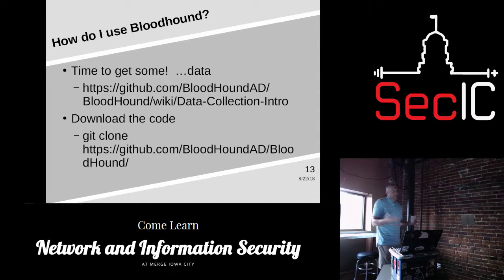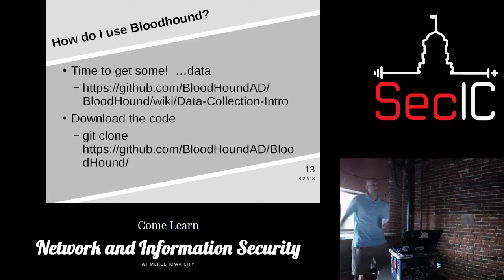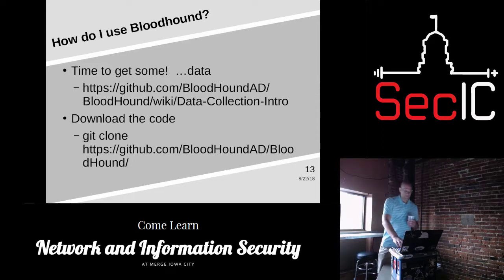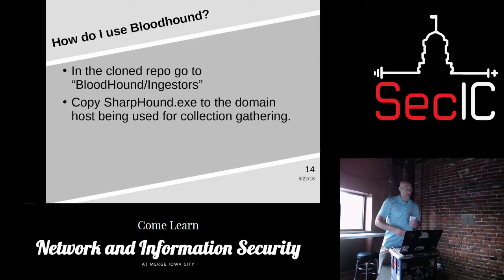Now that you have Bloodhound up and running, and you've downloaded the code from the Bloodhound GitHub repo, it's running on your local machine. Now you need to go out and try to get the data off the network. So clone it, and you can get the ingestors by going to that Bloodhound folder. The folder is called ingestors, and I typically use sharphound.exe. There's also a PowerShell file that you can use, but they do the same thing.